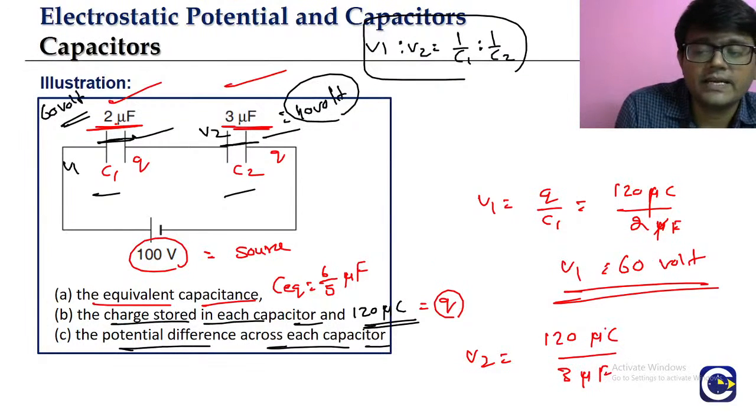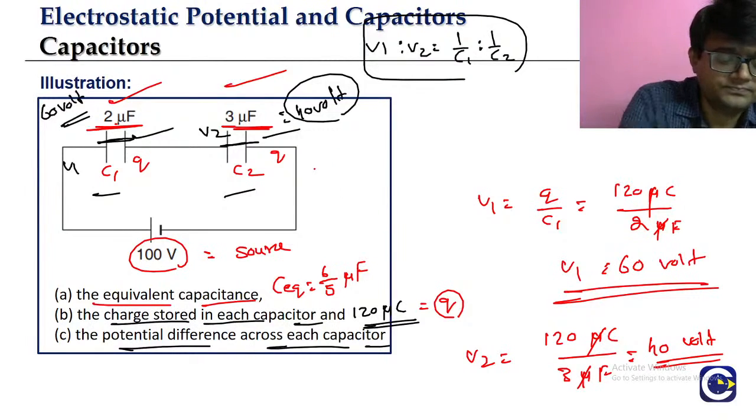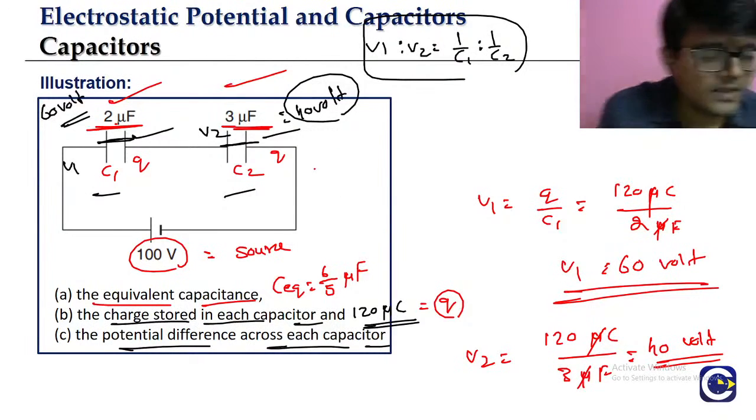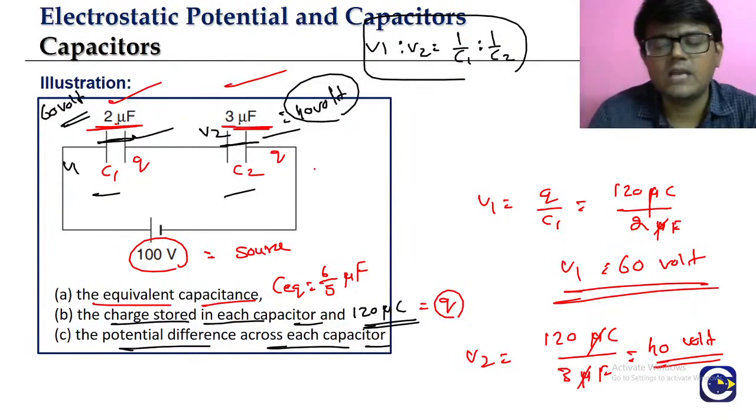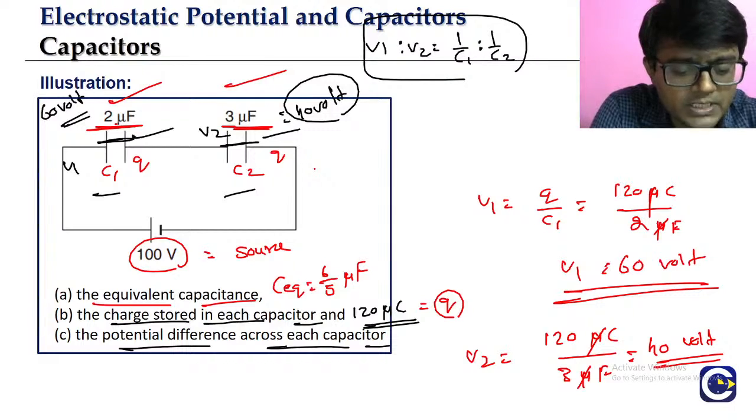3 microfarad, right? Here the micro will cancel out. So what is 120 by 3 means? 40 volt. Okay. So this is how we can calculate the equivalent capacitance, the charge stored and the potential difference.